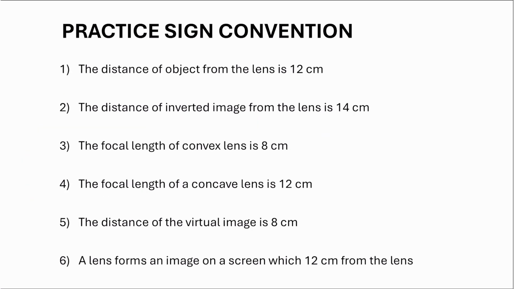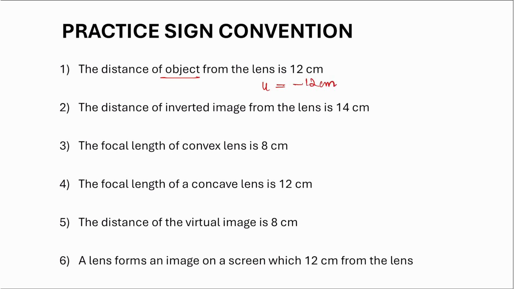Pause the video and try to write the given statement along with the correct sign. Once you are done, you can resume the video. So the first one, the distance of the object from the lens is 12 cm. Since it is an object, u will always be negative, so minus 12 cm.